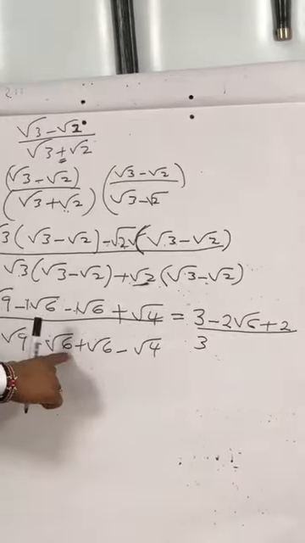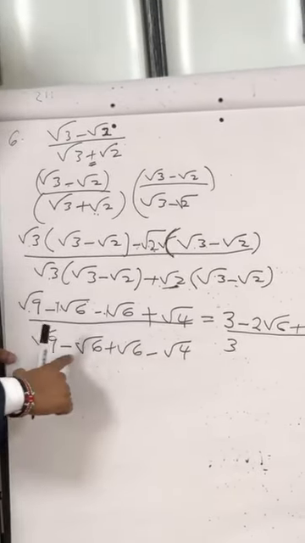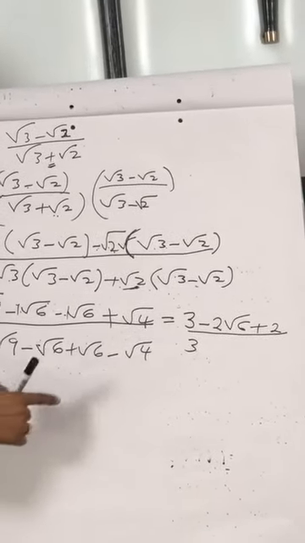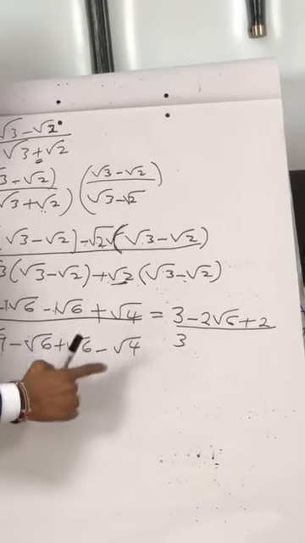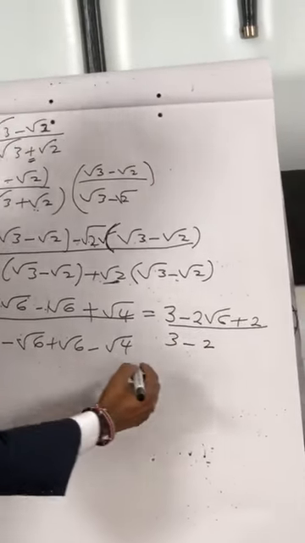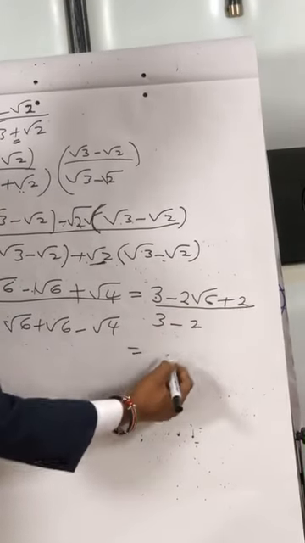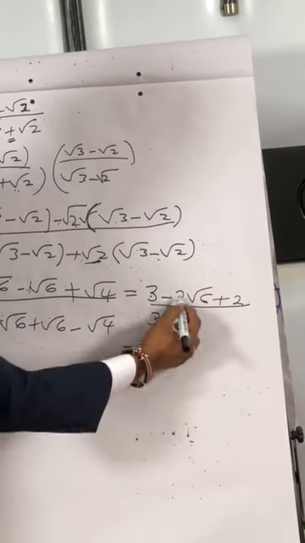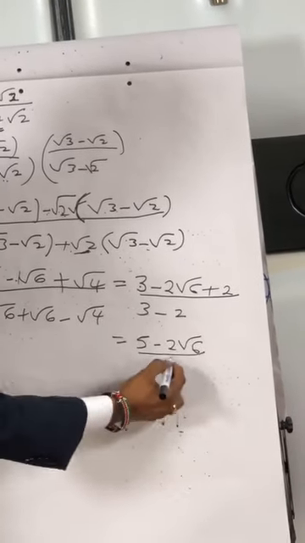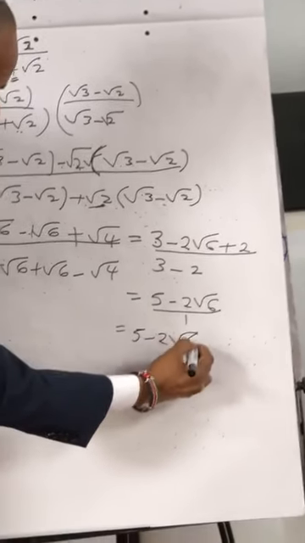Then minus root 6 plus root 6 is 0, so we don't write the 0. Then we have minus root 4. Root 4 is 2, so it is minus 2. So from here, we have 3 plus 2, you get 5 minus 2 root 6, divided by 3 minus 2, which is 1. So we have 5 minus 2 root 6.